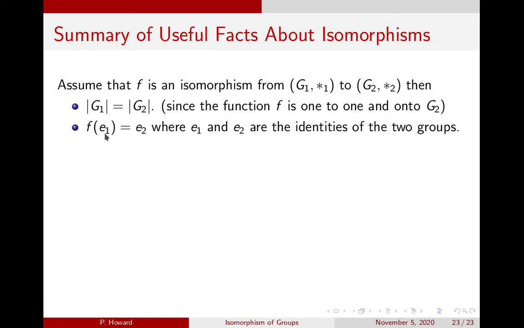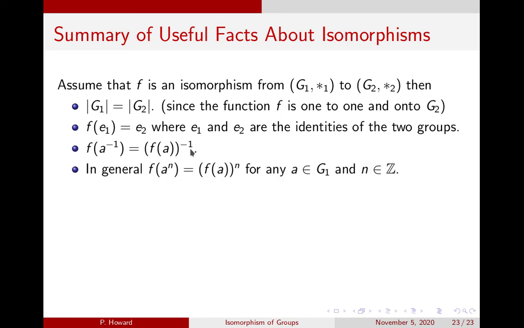f of the identity in G1 has to be the identity in G2. f of a inverse has to be equal to f of a, inverse. So the first inverse is taken in G1. When you apply f to a, you get an element of G2, so the second inverse takes place in G2. In general, f of a to the n will be f of a quantity raised to the n. f inverse will be an isomorphism from G2 to G1.